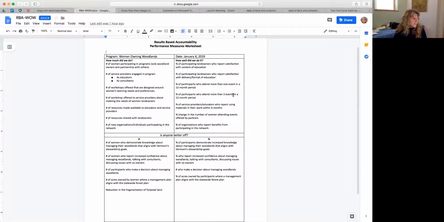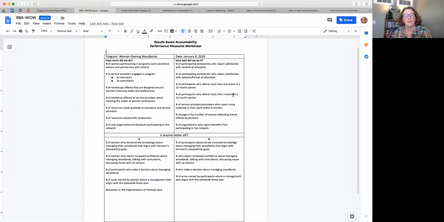The percentage of service providers who report using their materials, and then looking at a change in the number of women attending events. So over time the number of women participants should be changing based on we're doing things better. And the organizations who report benefits to their work as a result of participating in the network.